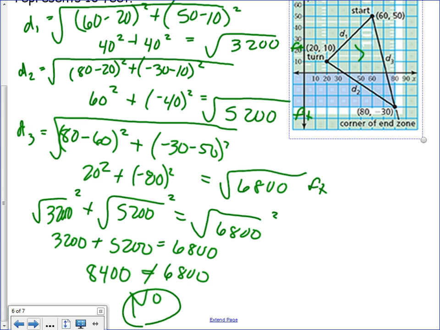If you have questions, this is kind of the longest problem. Please make sure you ask. I'll be happy to go over them in class.